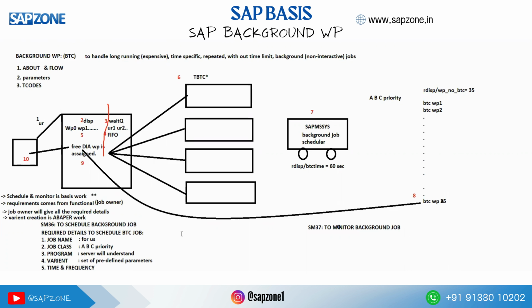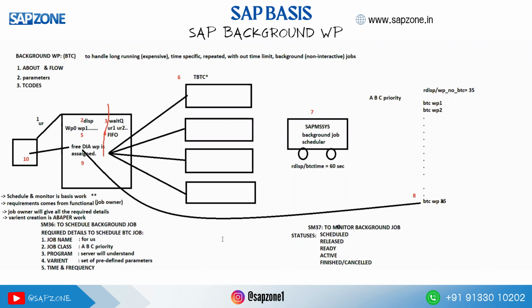I will show you on the server how to schedule, and I will give you the document also. Then in SM37, we will monitor the jobs. What will we monitor? Statuses. What are the statuses we have? Scheduled status, released status, ready status, active status, finished or cancelled status. After explaining the statuses, I will stop this class.